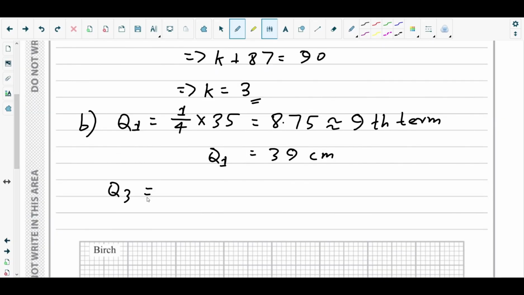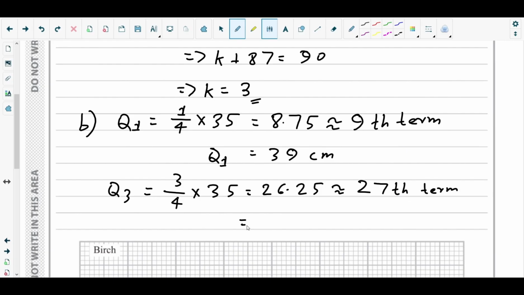Next, the upper quartile. Same method, but the upper quartile is basically the 75%, the data that lies on the 75% of the whole data. So 75% is basically 3 over 4 of how much? 35. The total number of data is 35. So what will we get? 3 times 35 over 4. This is 26.25, which should be rounded up. That is the 27th term, right?